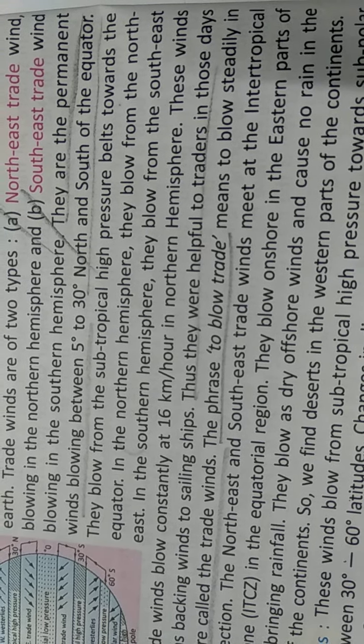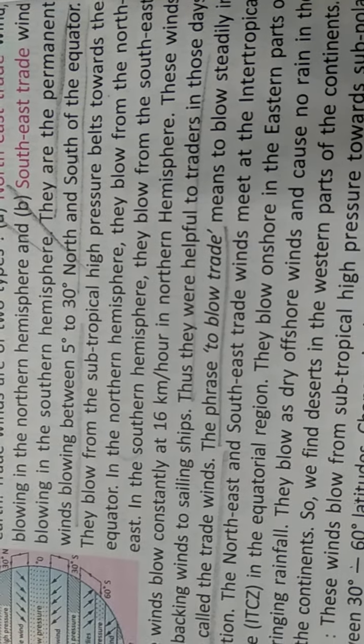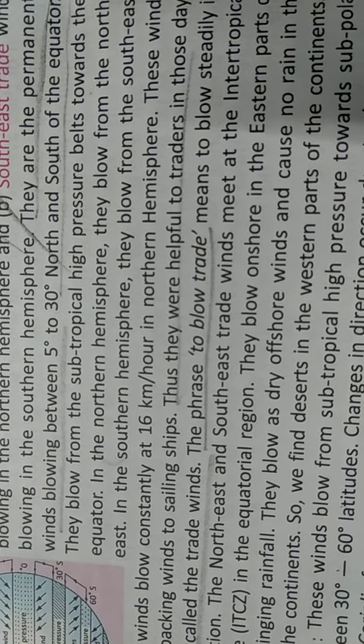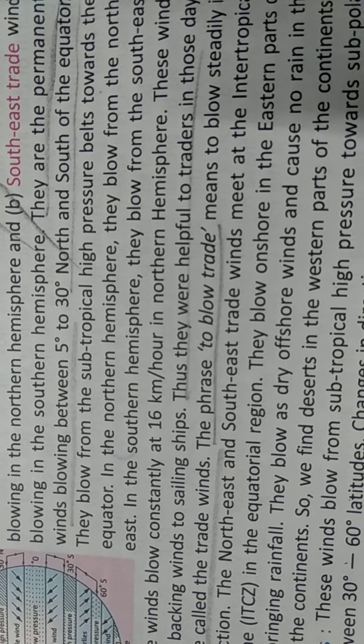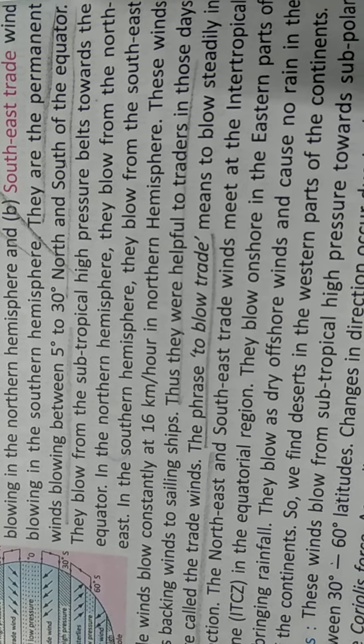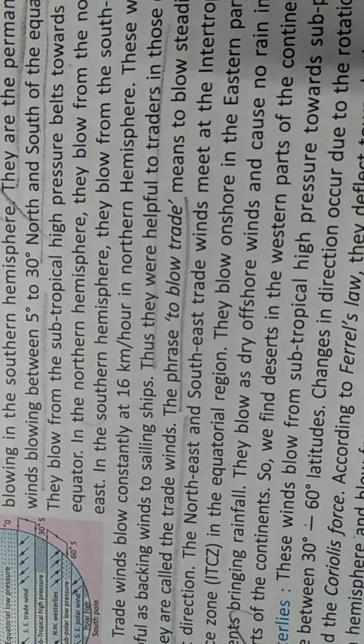They blow from the subtropical high pressure belts towards the equator, as I have shown you and told you earlier in pressure belts. In the northern hemisphere, as we know, it is deflected, so it blows from the northeast, and in the southern hemisphere from the southeast. And this wind keeps on blowing constantly at 16 kilometres per hour.